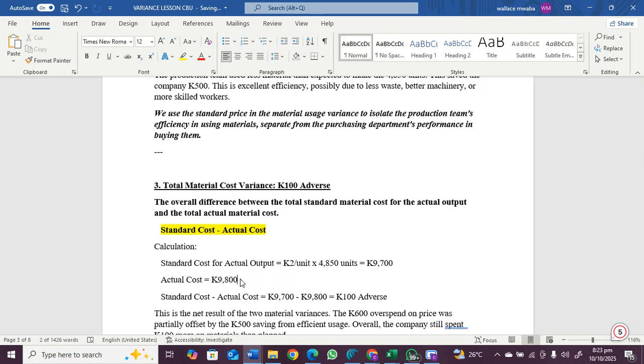Okay. So you say the standard cost minus actual cost, 9,700 minus 9,800, you get negative 100 kwacha, which means it's adverse, it's a bad result. We spent more than what we expected. Because here the name of the game is you want to spend less so that you can save money. But if you're spending more, then it's a bad thing.